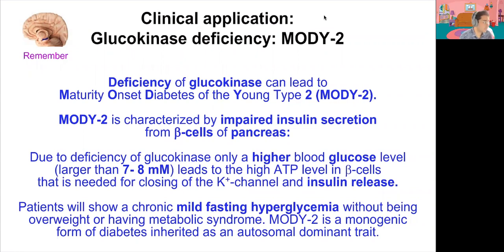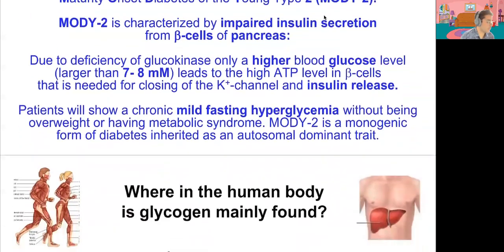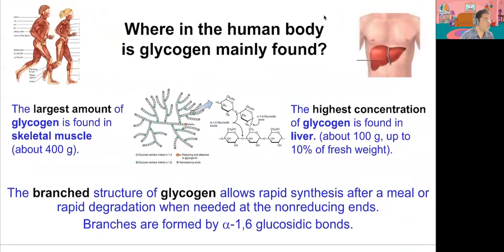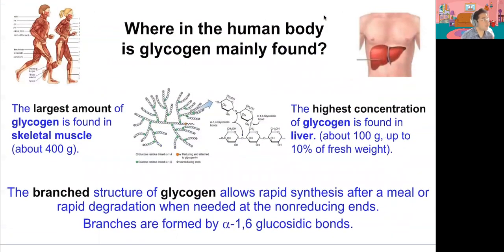Maturity onset diabetes of the young type 2, MODY type 2, is characterized by impaired insulin secretion from the beta cells of the pancreas, right? So you have no insulin, so guess what? Your body can't use all that wonderful storage capacity that you have. Due to the deficiency of glucokinase, only high blood glucose levels lead to high ATP levels in the beta cells, which is needed to close the potassium channels and trigger insulin release. So this is critical. You gotta run through this pathway once again and understand why it's happening.